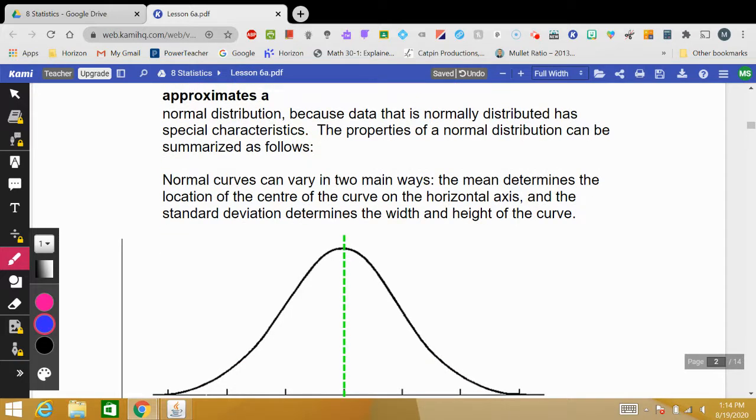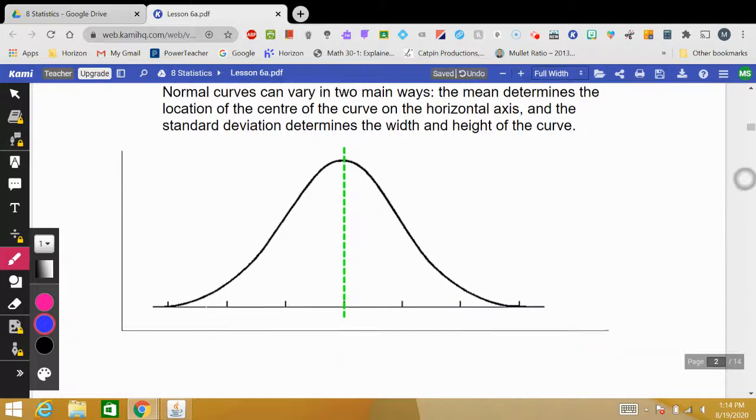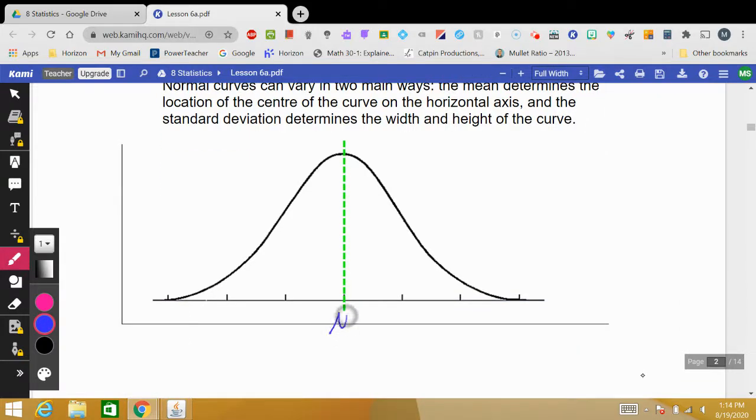So normal distributions can vary in two main ways. The mean determines the location of the center. So this is what we talked about yesterday. And remember, the mean, the mode, and the median are all equal to each other. So if you're given the median instead of the mean, you put it in the same spot. Okay? So the mean locates the center of the curve on the horizontal axis, and the standard deviation determines the width and the height of the curve.